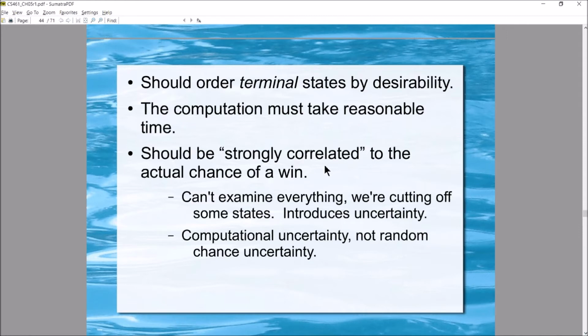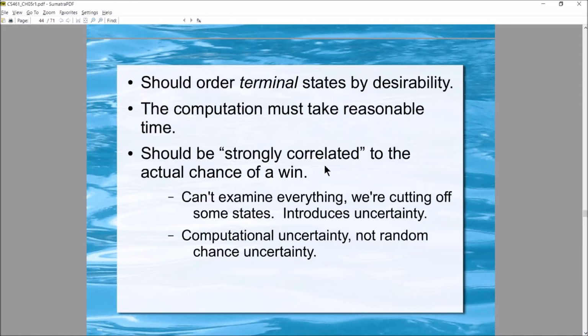Right, so those terminal states that are going to trigger the cutoff function, it's important that you're ordering them, that you are scoring them in terms of desirability. So 2 X's in a row, from max's point of view, if max is the X player, it's definitely got to be better than not having any X's in a row, which in turn is going to be better than min, if it's the O player, having multiple O's in a row. So the evaluation function definitely needs to be, quote, strongly correlated, unquote, to the chance of winning.